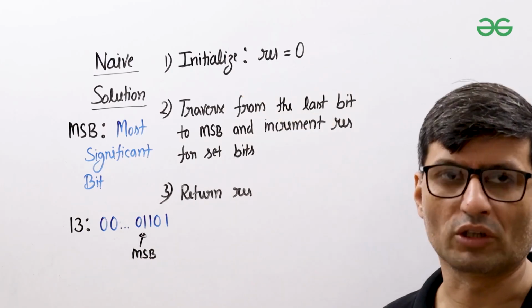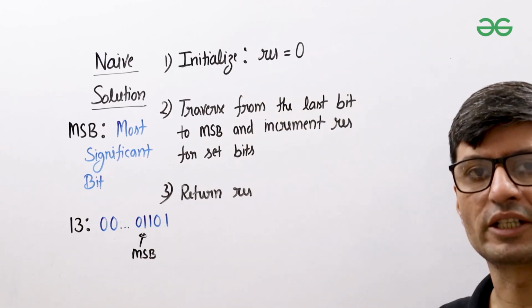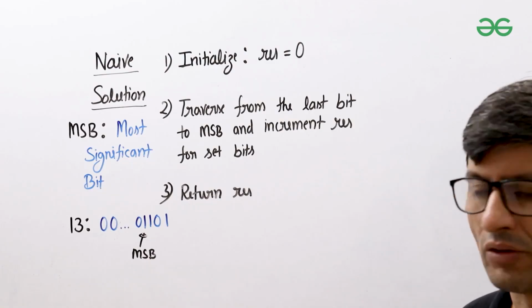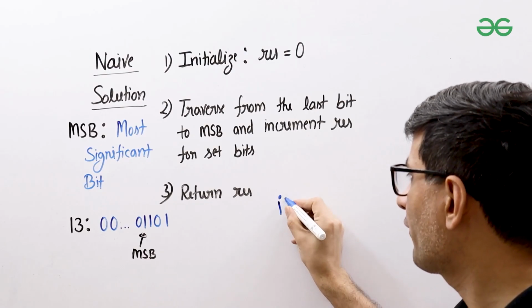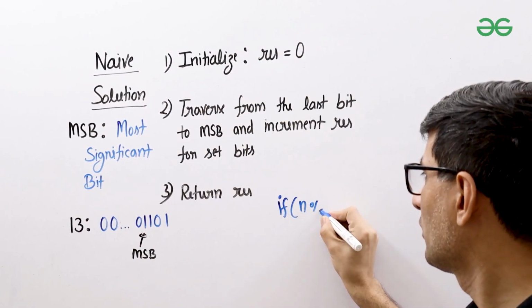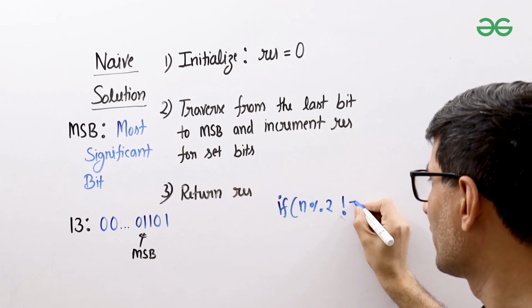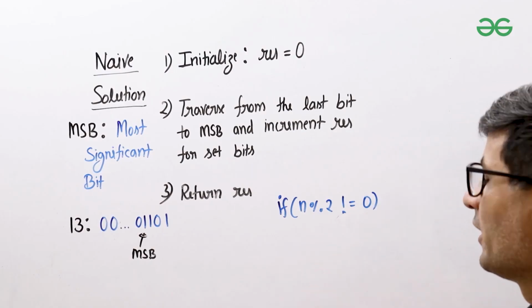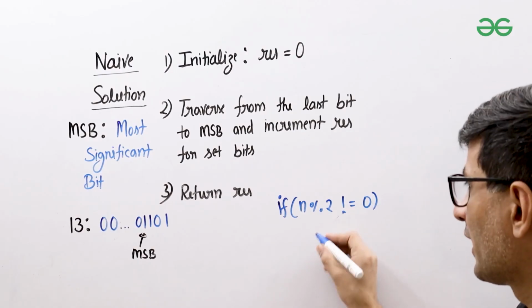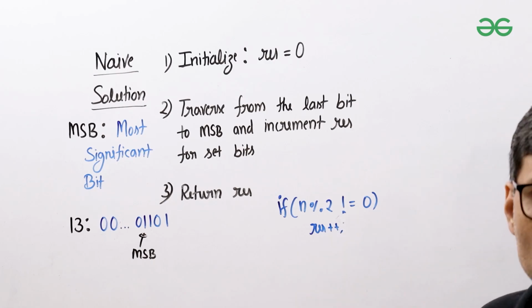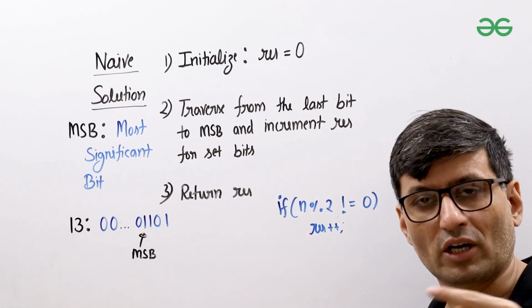Now how do we traverse through all the bits? And how do we check whether a bit is set or not? See, for the last bit, it is very easy to check whether it is set or not. What you can do is, if n % 2 is not equal to 0, or you can say if it's equal to 1, then the last bit is set. In that case, you can increment the result. But that is only for the last bit.